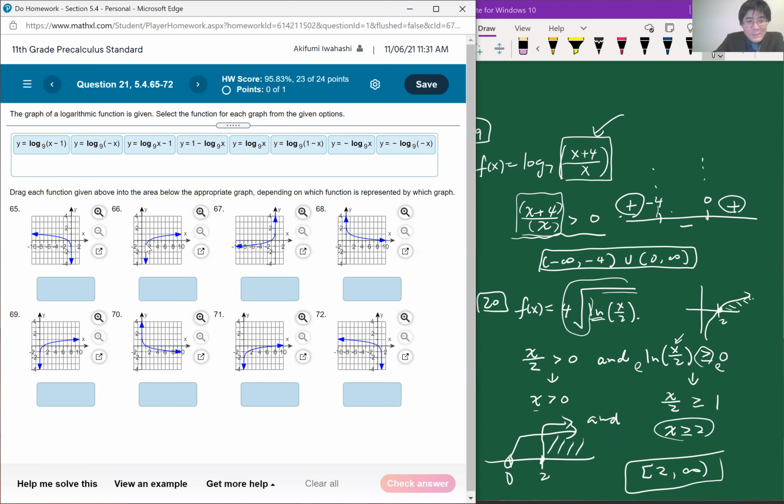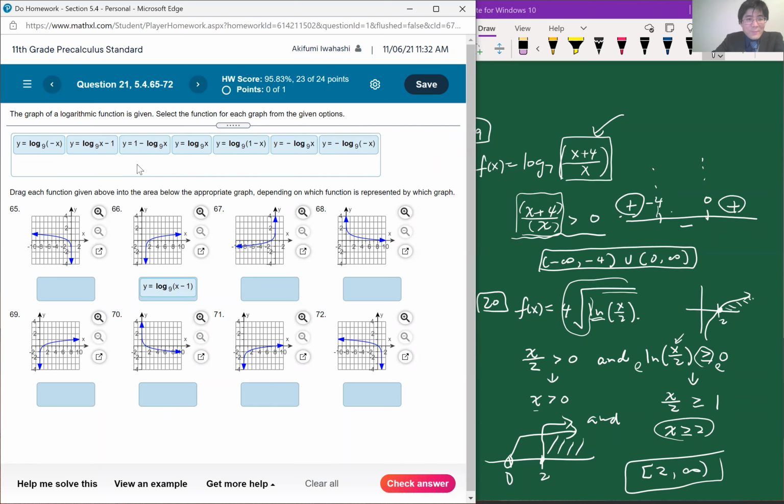So 66 looks good. This is not, this is not, this is good. And looking at the direction, this is clearly the correct one, this is not correct. So this should go here.